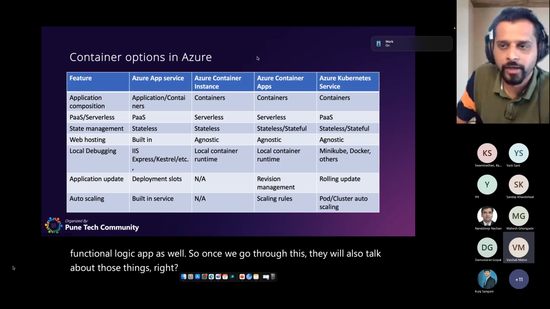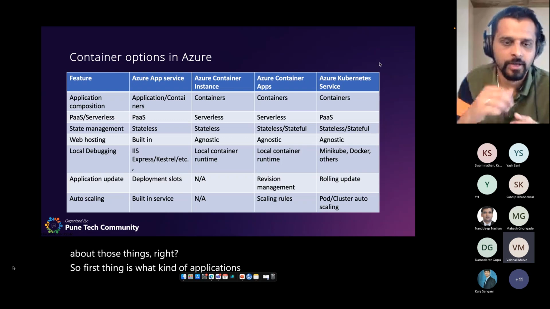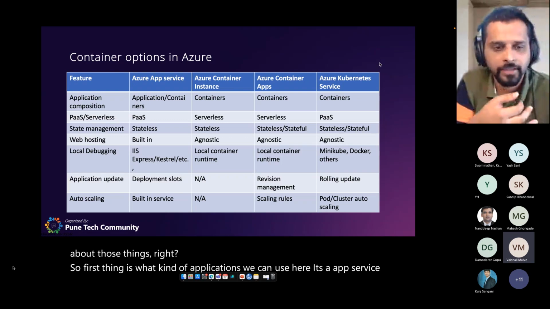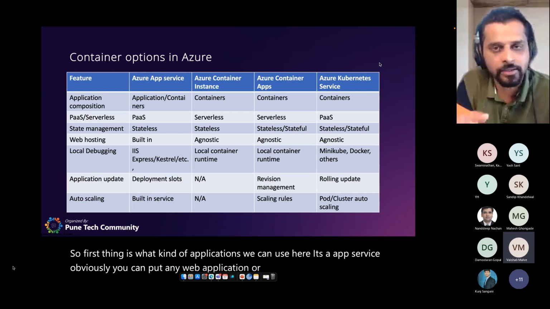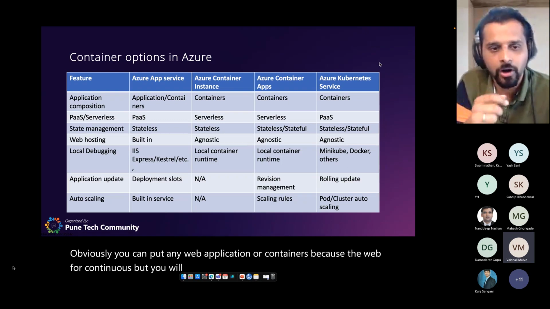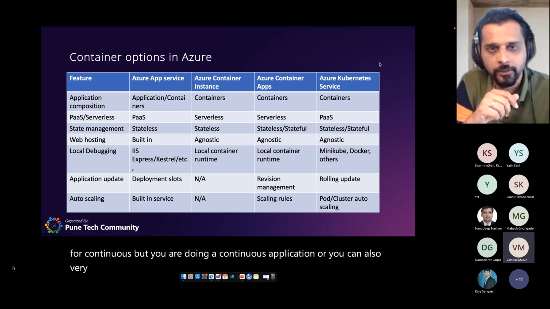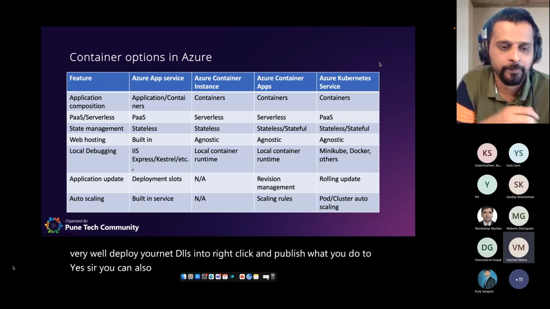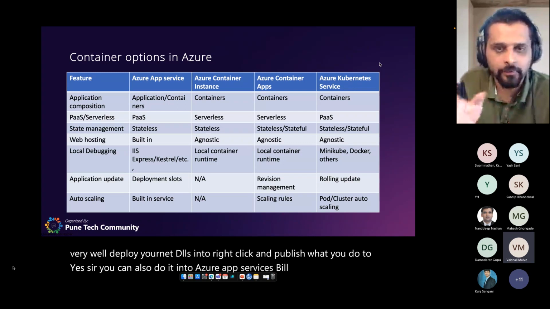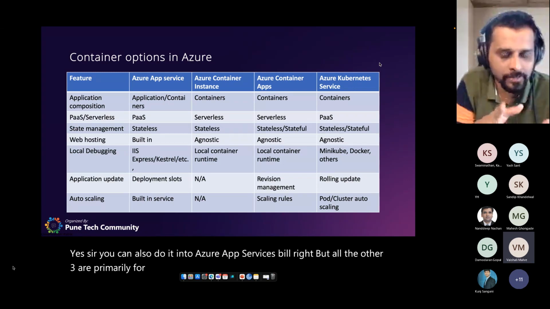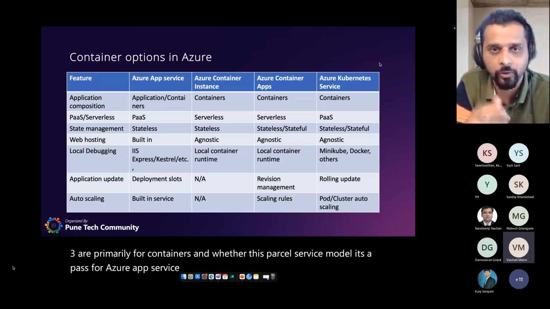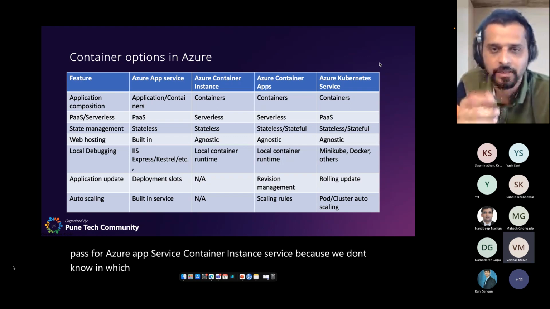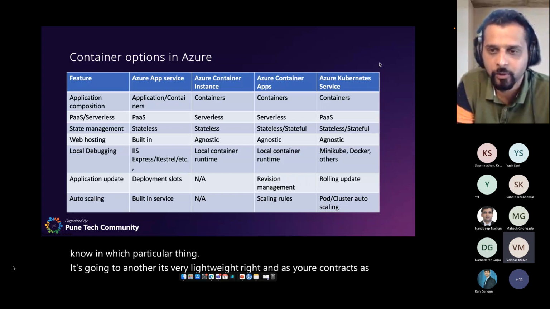So first thing is, what kind of applications can we use here? App Service, obviously you can put any web application or containers, because Web App for Containers is what you will use if you're doing a containerized application. Or you can also deploy your .NET DLLs, like right-click and publish, what you do to an IIS server. You can also do it into Azure App Service as well. But all the other 3 are primarily for containers. And whether these are PaaS or serverless: it's PaaS for Azure App Service. Container Instance is serverless because we don't know in which particular thing it's going to run, and it's very lightweight. Azure Container Apps as well is a serverless model. And Kubernetes Service is PaaS.